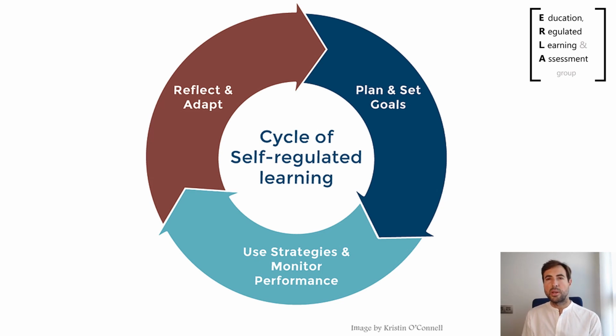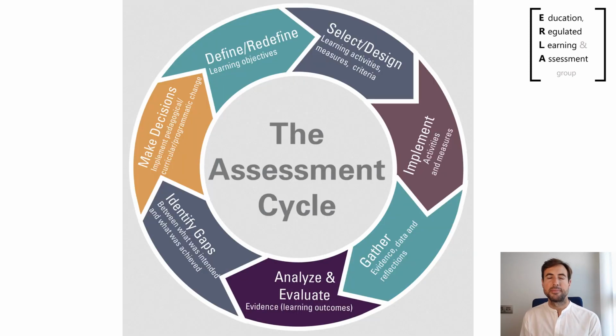Now, I want to show you something that shows how formative assessment can be quite close to self-regulation of learning. Here we have something called the assessment cycle, with different ideas on how assessment can act as a regulated action in itself. First, we need to define the learning objectives, then select and design the learning activities, implement those assessment activities, gather the evidence, analyze and evaluate the evidence, identify the gaps, and make decisions based on that evidence. And then we might redefine the learning objectives. As you can see, both models look very much alike because there is a huge relationship between them.